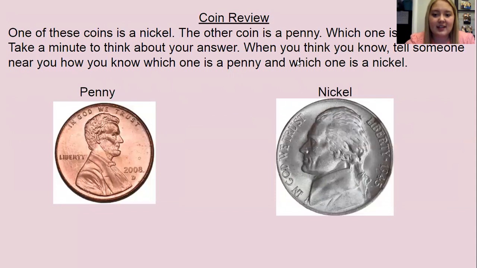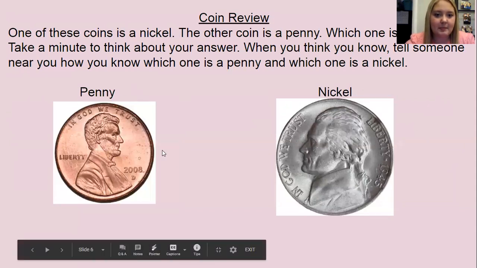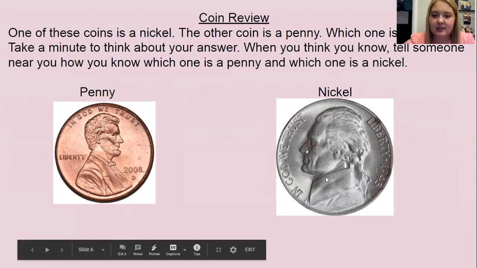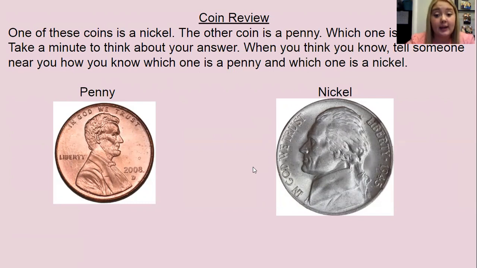Okay, friends, this coin right here is a penny. We know it's a penny because it's copper and it has Abraham Lincoln's face on it. Did you get that one right? If you did, great job. And this coin over here is our nickel. We know it's a nickel because it's a little bit bigger than the penny. And it is silver. So if you got that, great job. If you got both of them, good work.